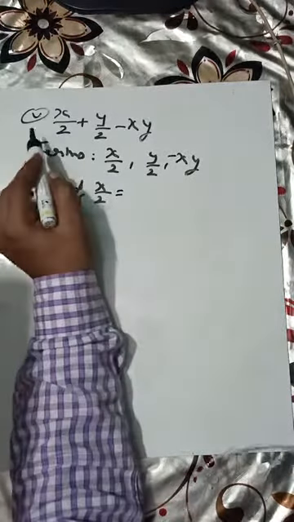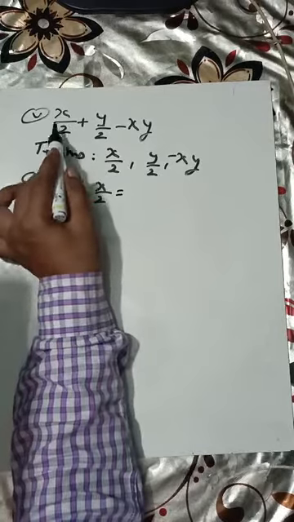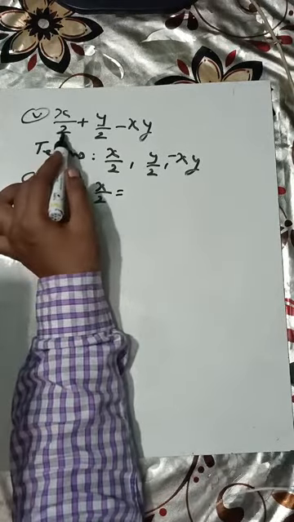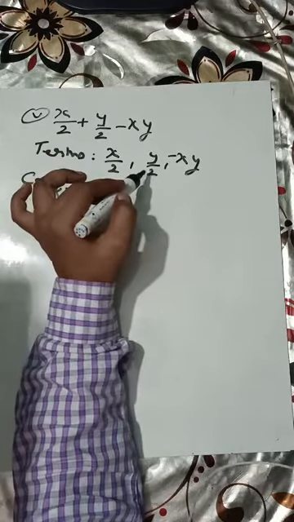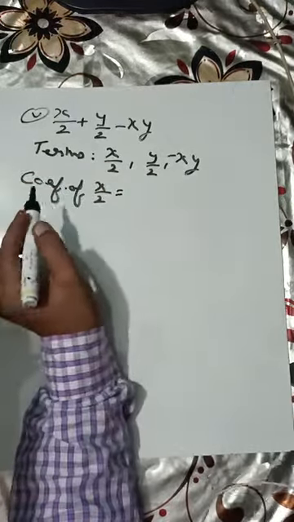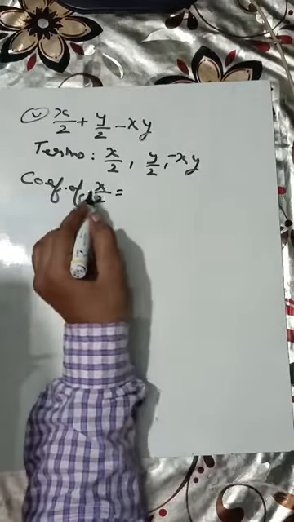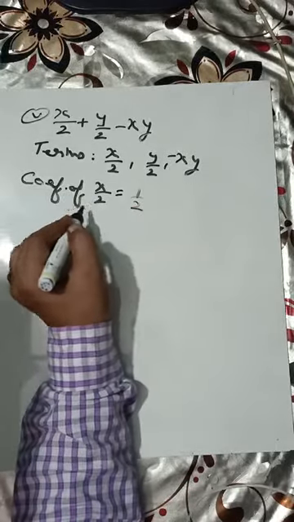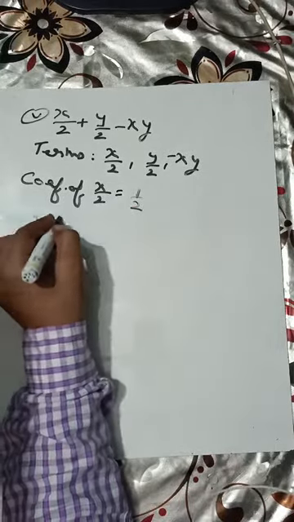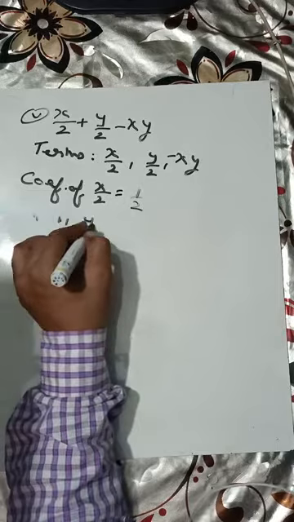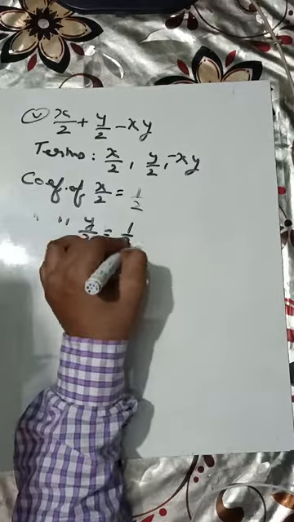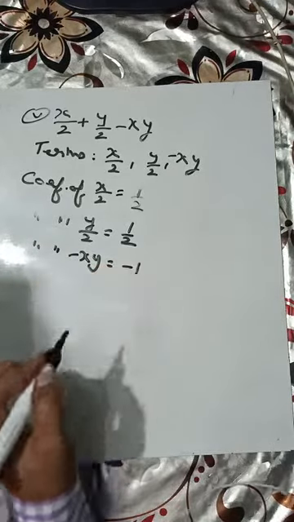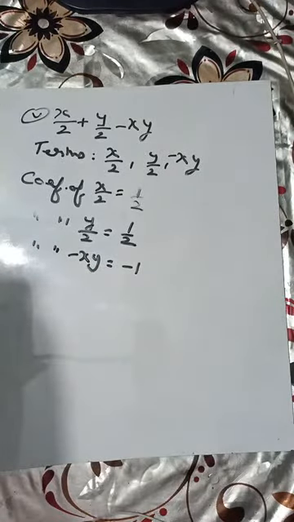Now let us take one more question. This is a question of exercise 9.1. Here the terms are, three terms are there: x square by 2, y upon 2 and minus xy. Now the coefficient of x square is 1 by 2. The coefficient of y upon 2 is 1 by 2. And the coefficient of minus xy is minus 1. So this is the meaning of coefficients.